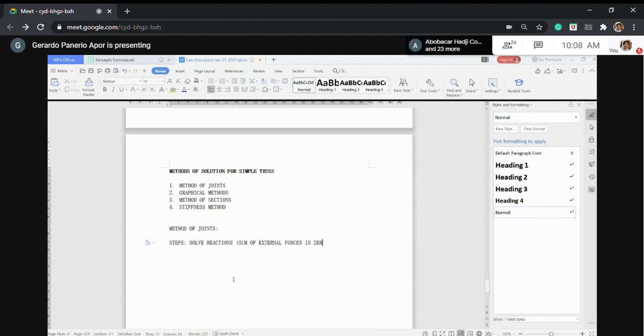Is zero, including moment. So you have to solve reactions first. Number two, step one. Step two, solve internal member forces, or internal forces. So that's it. That's how you do method of joints.